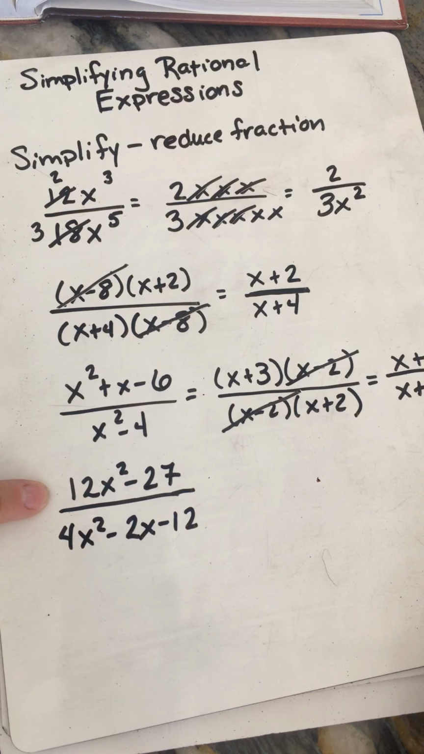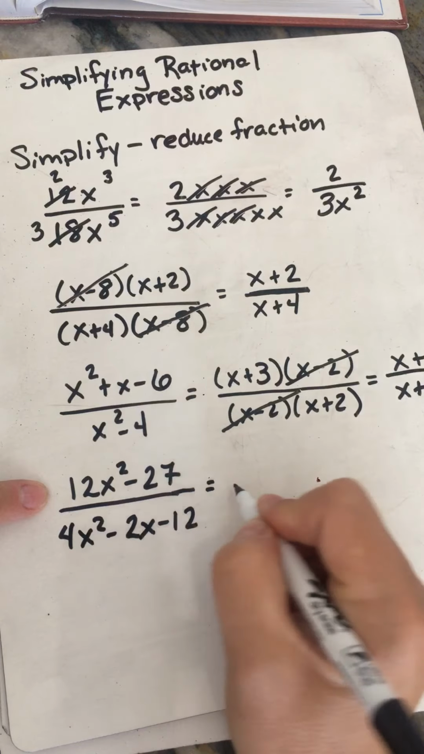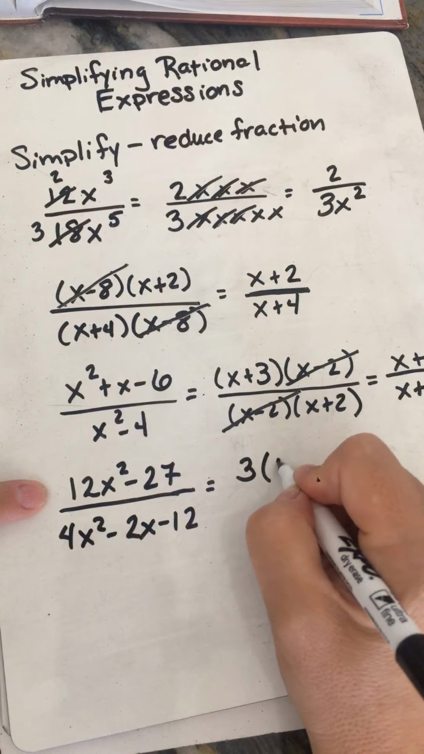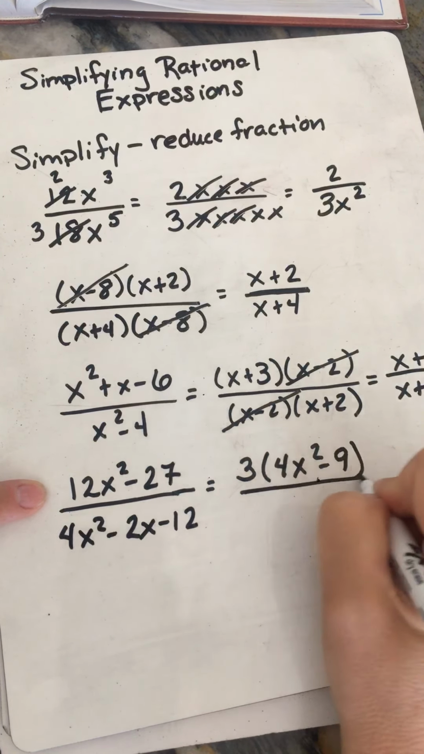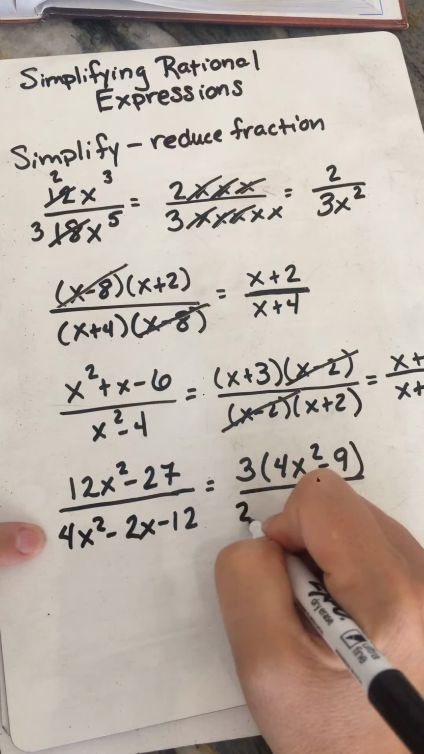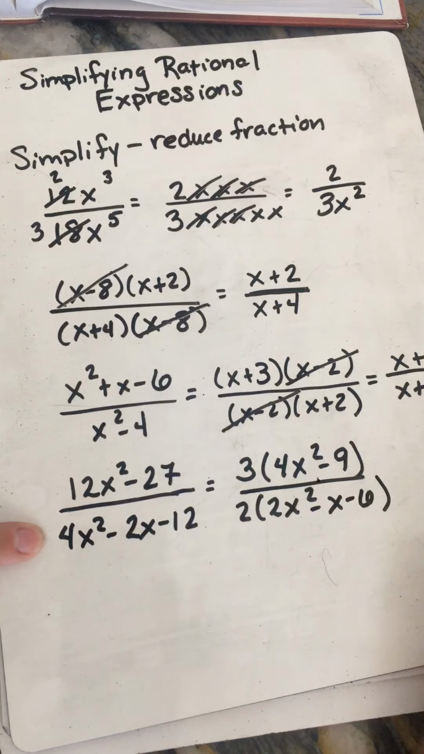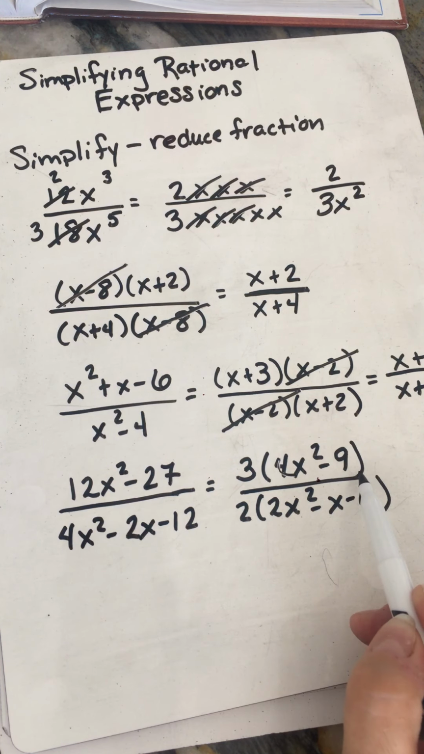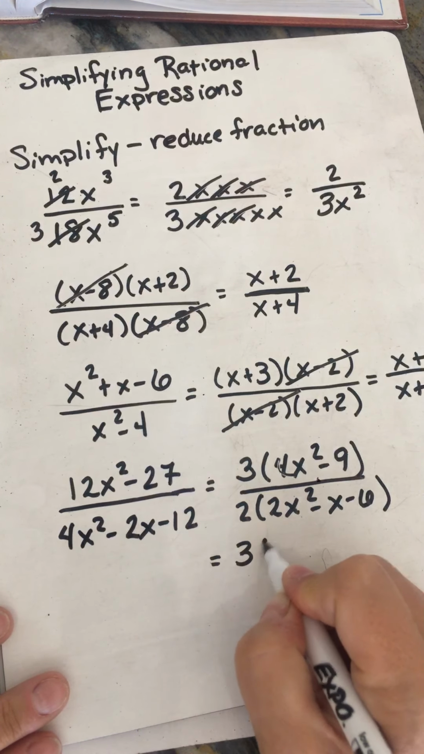Looking at our numerator first. There's a GCF, my dears. We need to deal with our GCF. So the GCF here, it looks like is 3. So 3 times 4x squared minus 9 divided by, we have a GCF in the denominator as well. We have a 2. So 2x squared minus x minus 6. We're still not done factoring. Perfect square subtraction. So we can factor this even further in the numerator.